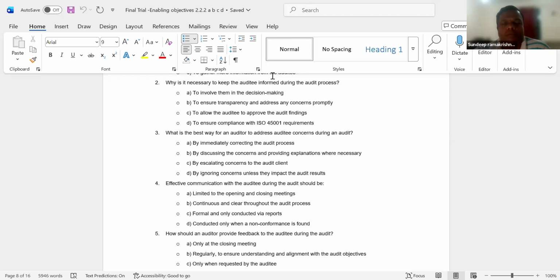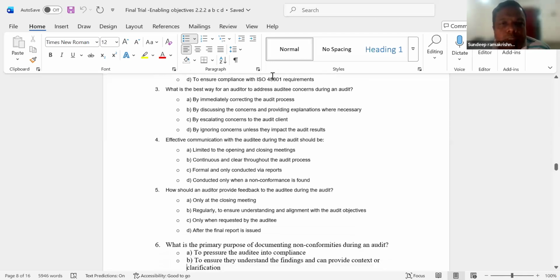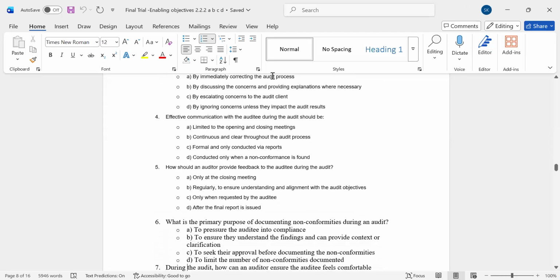Okay, good answer. Anybody? Any other answer? Correct, sir. See, whenever there are concerns, it is the auditor's responsibility to clarify. Okay. Discussing the concerns and providing explanations where necessary is the best fit answer. Right. Okay.